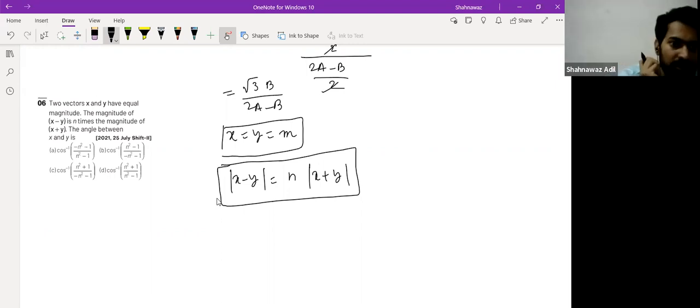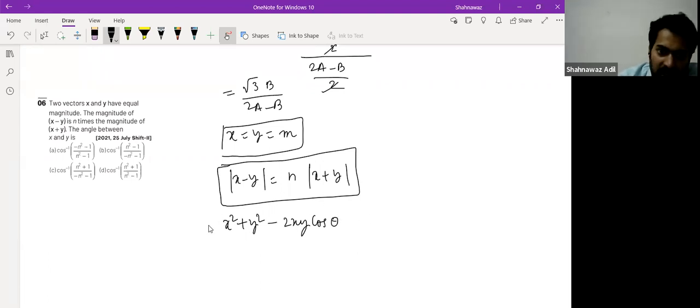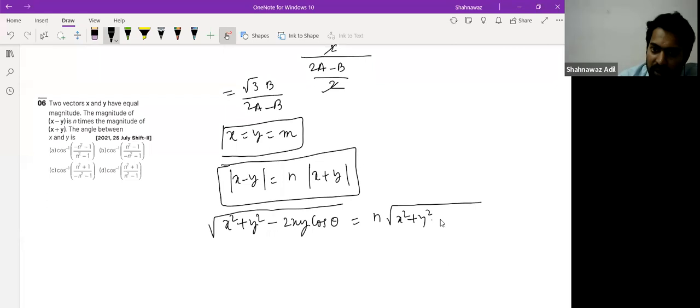Sir, I'm stuck at a point. You are stuck at a point. Yes, sir. So let's try to solve it together. Okay. So this is x minus y. The magnitude of x minus y is n times x plus y. So this is the information. And x minus y is what? Root of x square plus y square minus 2xy cos theta, and this theta is what we have to calculate. And this is n times root of x square plus y square plus 2xy cos theta.